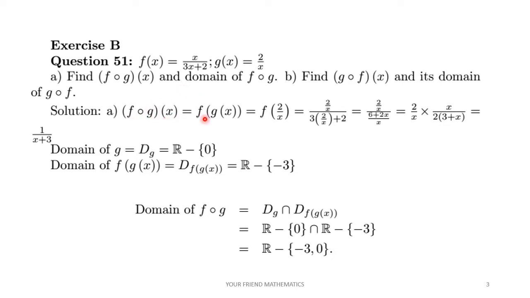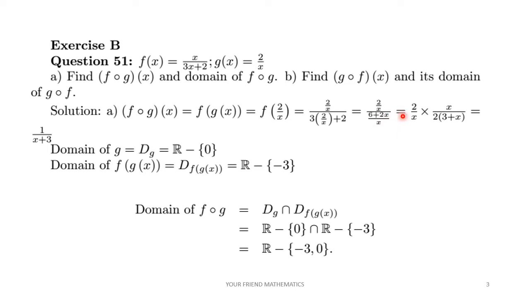F composition g of x means f of g of x. First we apply g on x and we get 2 by x. Then we apply f on 2 by x. Now our input is 2 by x. f maps x to x over 3x plus 2. So instead of x we will write 2 by x, giving 2 by x over 3 times 2 by x plus 2. Then we will simplify it, take LCM in the denominator and we get 6 plus 2x over x.